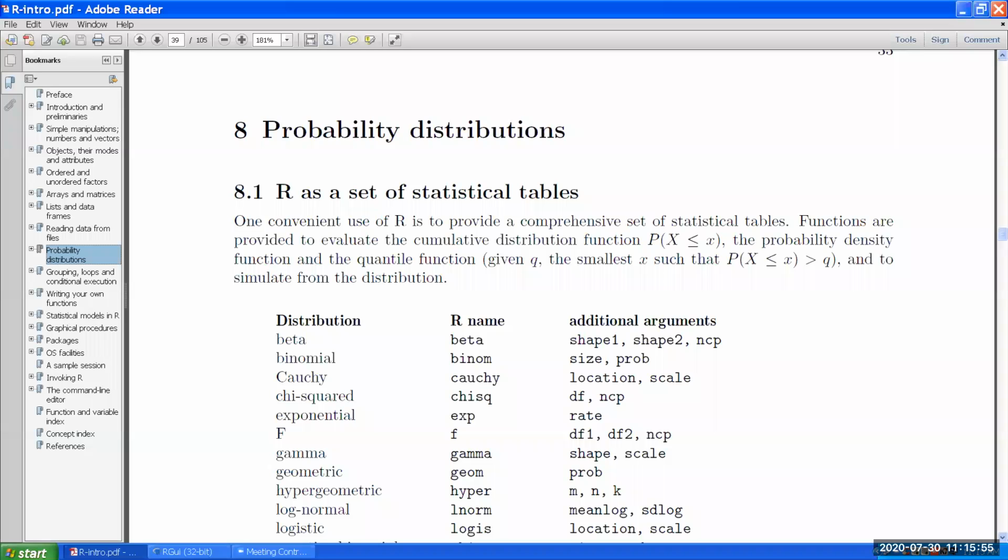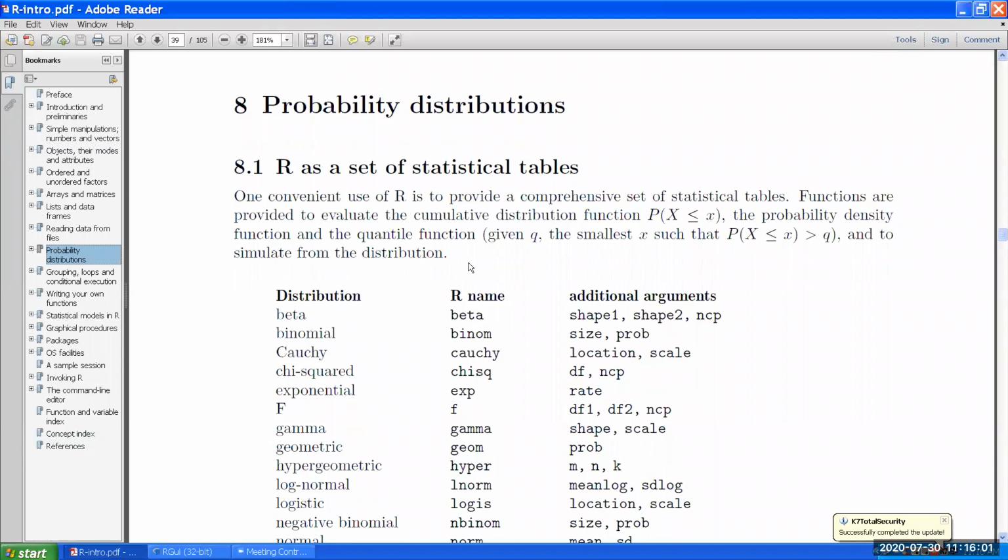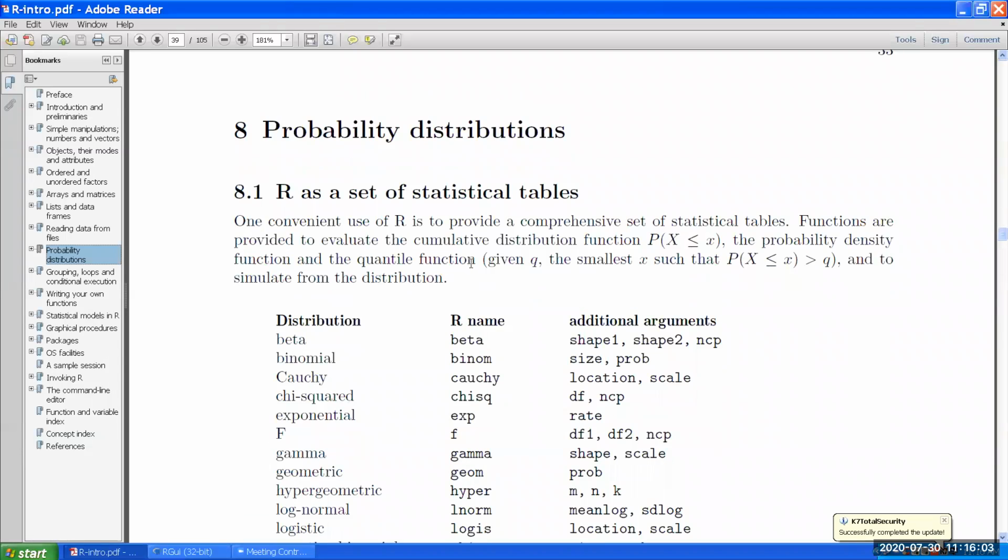Now you can see I have shared this screen. So, probability distributions. In this class, let us discuss the probability distributions.